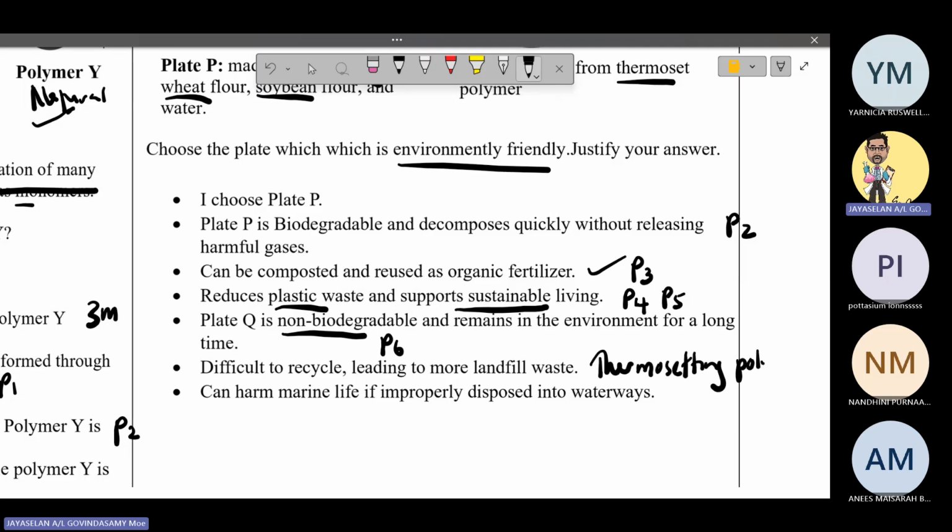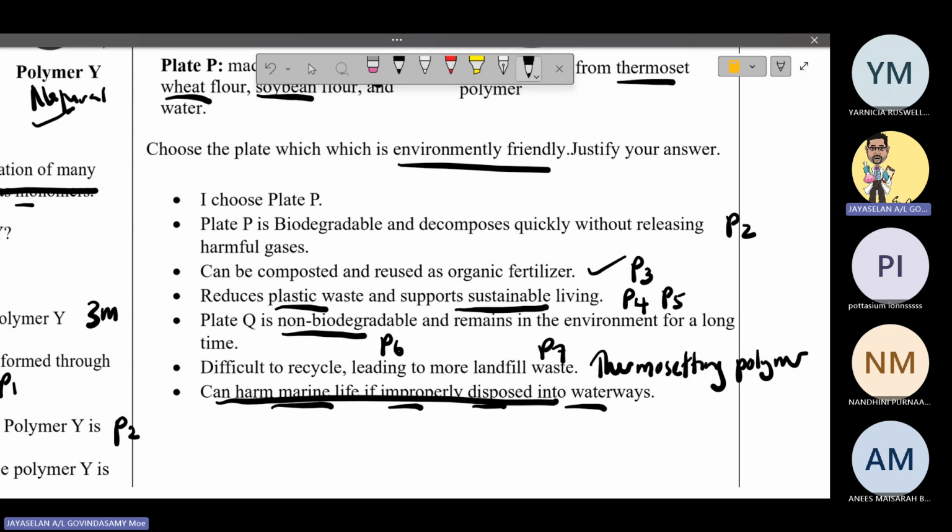Thermosetting polymer. You want to write, can I? So do not... So leading to more landfill waste. Can harm marine life if improperly disposed in the waterway. This you don't write also no problem, you already score the maximum 7 marks.